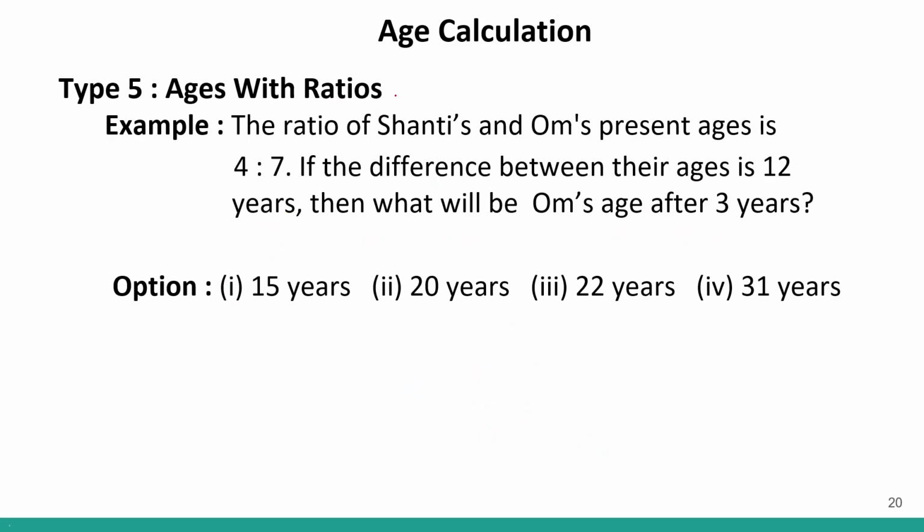Clear? So type 5, ages with ratio. Certain ratios are given to us and based on that we have to find the answer. In this case the ratio is 4:7, and let's solve the question first. The first statement is the ratio of Shanti's and Om's present age. Their current age ratio is given as 4:7. So let's say Shanti's present age is given as S.